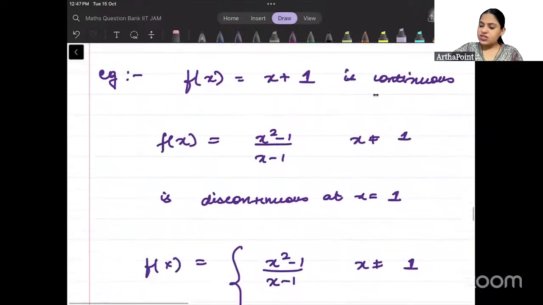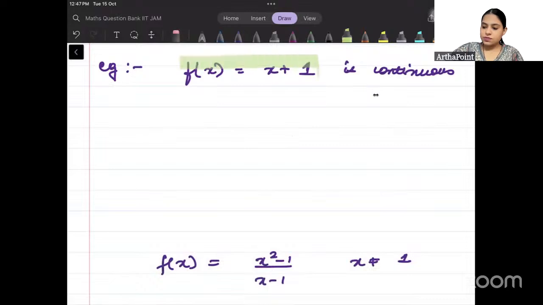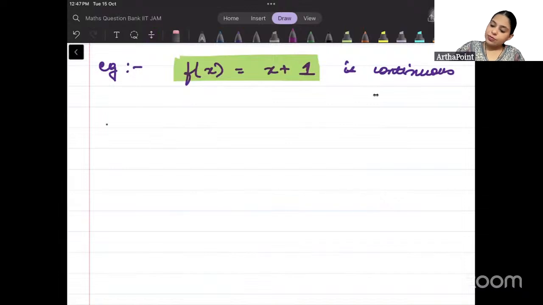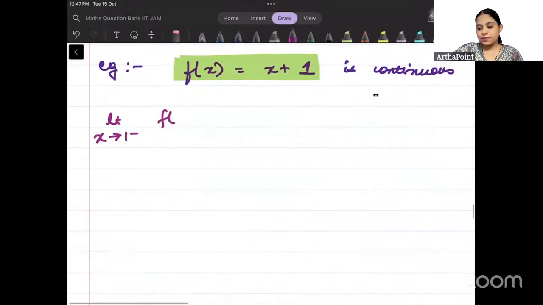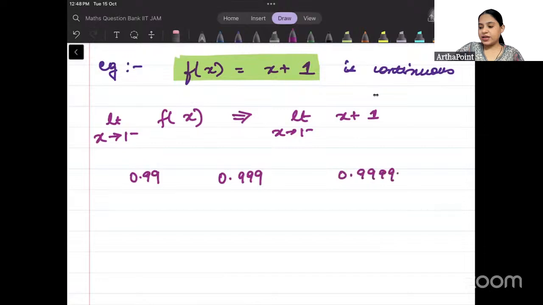Okay, now let's take some examples. Suppose my function itself is f(x) equal to x plus 1. So when I approach 1 by taking values less than 1, for example, I start taking values like 0.99, 0.999, 0.999999. So I'm taking values very close to 1 but less than 1.